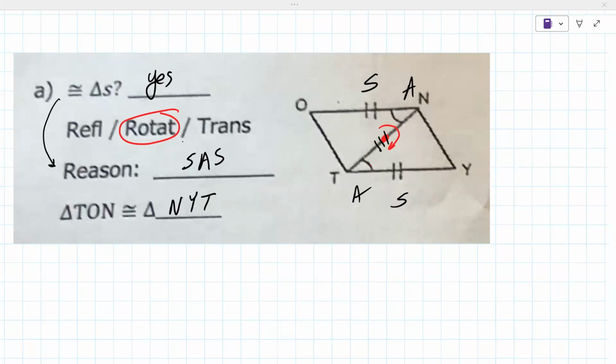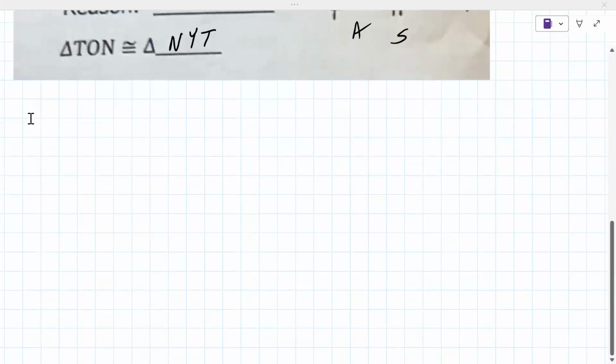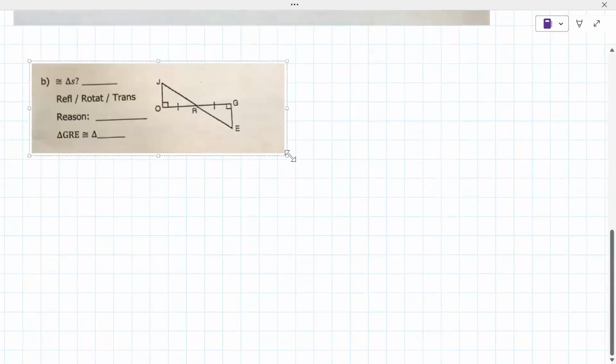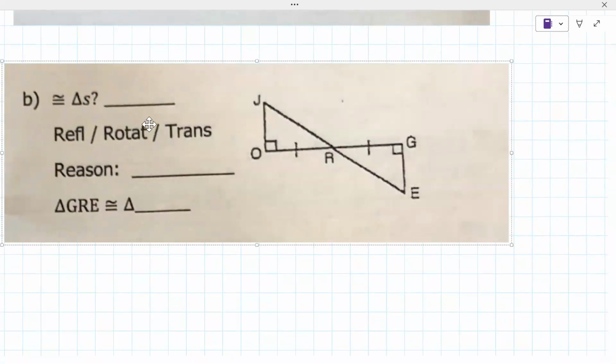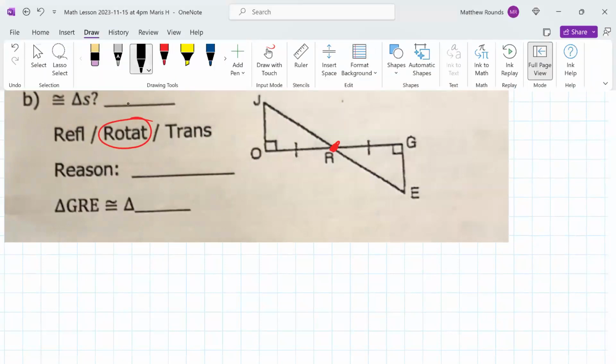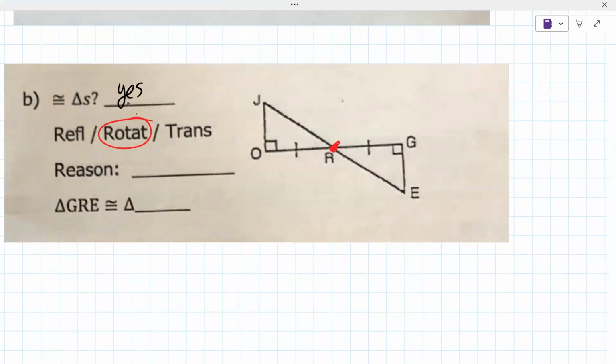All right, let's look at the next one here, letter B. All right, is it a reflection, a rotation, or a translation? Do you see any of these? Looks like another rotation. Yeah, about that point R again, or about the point right there. Yeah, I would agree. Okay, so are the triangles congruent? I will tell you they are. What is the reason?